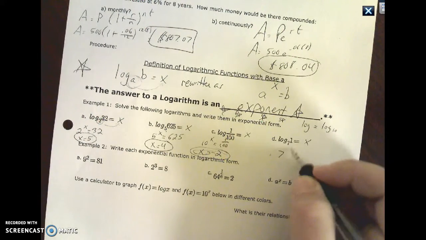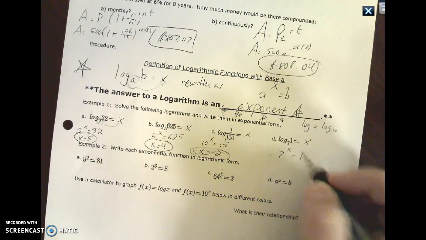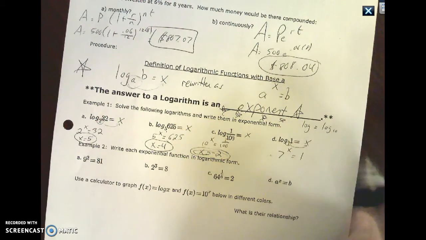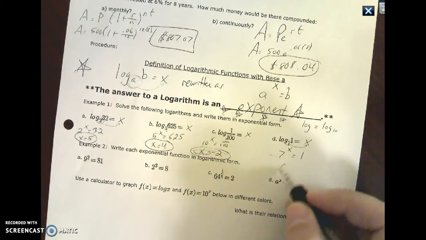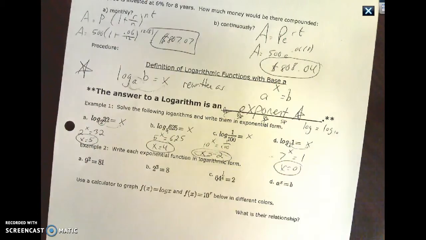Last one, 7 to the x equals 1. So 7 to the x equals 1. What can I raise 7 to the power of to get equal to 1? Well, this one should be easy. It's always just 0. Anything raised to 0 power is 1. Okay? Alright, now, I can go backwards too.